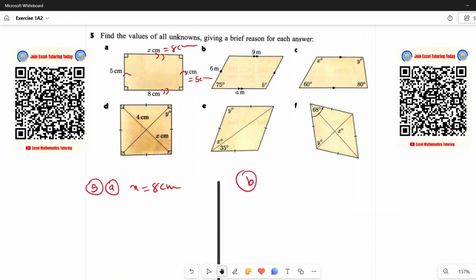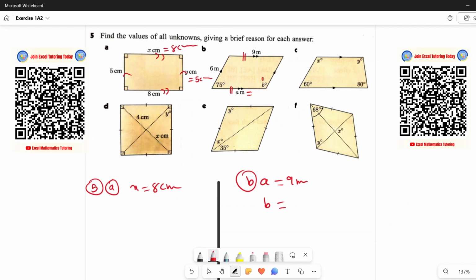Now moving on to B. Here they are asking the value of A and B. We need to find what is the A value here and what is the B value here. So by using the property of parallelogram, we know these two side lengths are equal. So which means A equal to 9 meter.